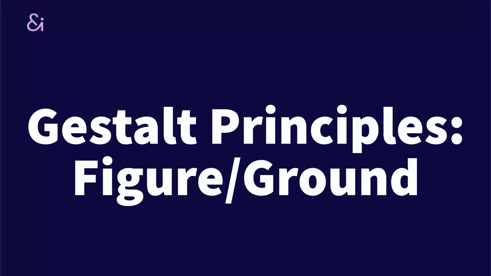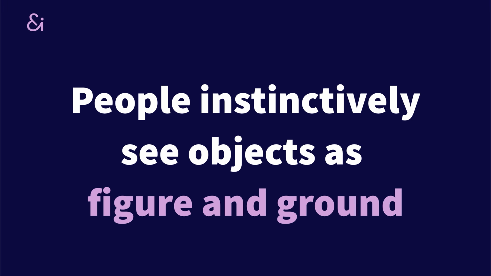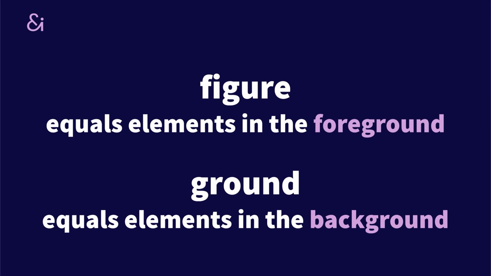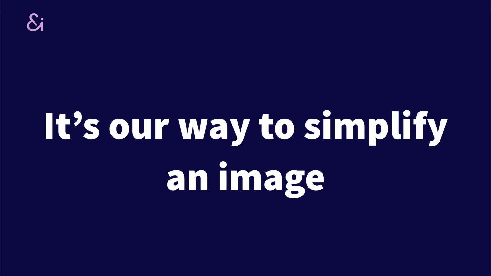And today we're back with our second to last Gestalt Principle, and that is figure and ground. This principle is all about how people instinctively see objects as figure and ground. A better way to describe this would be figure would be elements in the foreground and ground would be elements in the background. And the brain does this as a way to simplify an image.